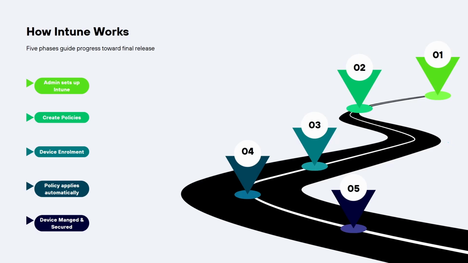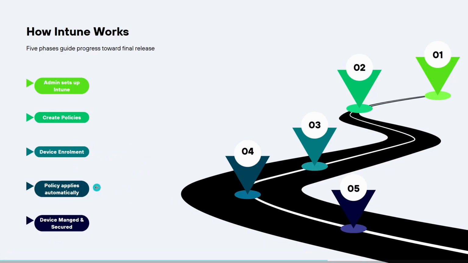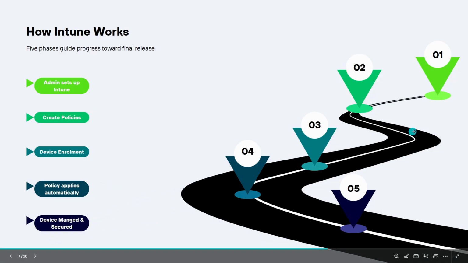How Intune works. Here, the admin is responsible for setting up Intune from scratch, which is exactly what we are going to do. Then compliance policies would be created, and we would start with very basic policies and then progress towards more strict ones. Finally, the device is enrolled either by the user, the admin, or a helpdesk. After the device is enrolled, policies get pushed automatically. Once the policies get pushed, the device is managed and completely secured.